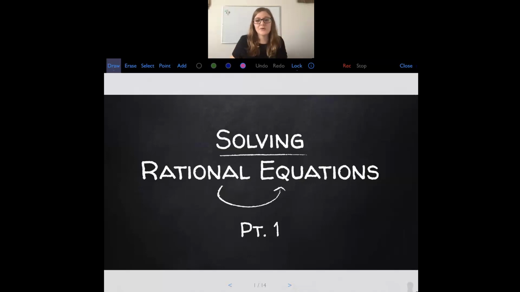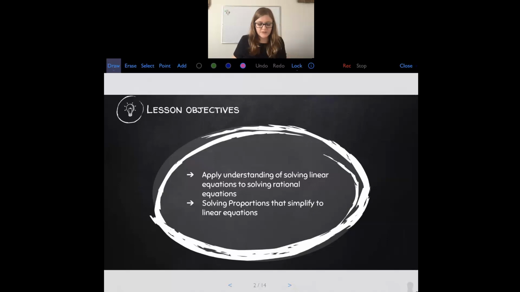In this lesson, we are going to go over solving rational equations, part 1. So what we'll do is we'll apply our understanding of solving linear equations and quadratic equations to solving rational equations. Now, when you hear the word rational in math, you want to think of fractions. So something that's a rational equation would be like a polynomial on top and a polynomial on the bottom. Something in this form is what we're going to learn how to solve.